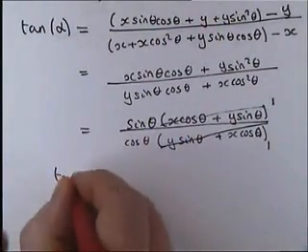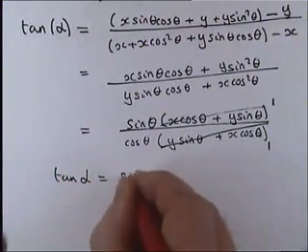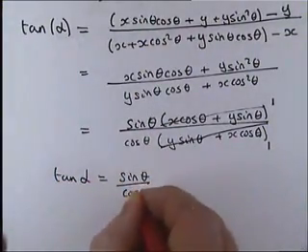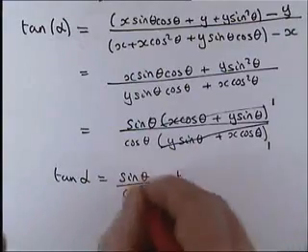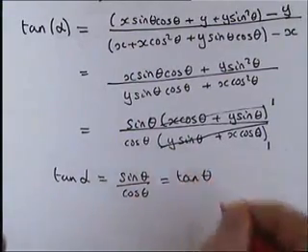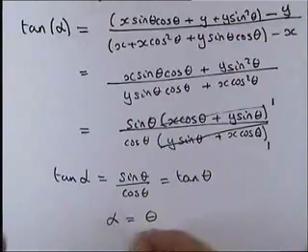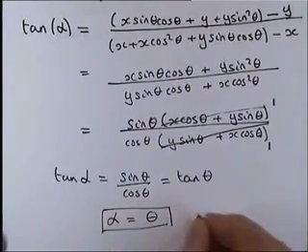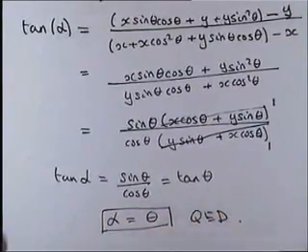So what I'm left with is tan alpha equals sine theta over cos theta. But that sine theta over cos theta is equal to tan theta. So we know that alpha must equal theta, and that's what we were asked to show.